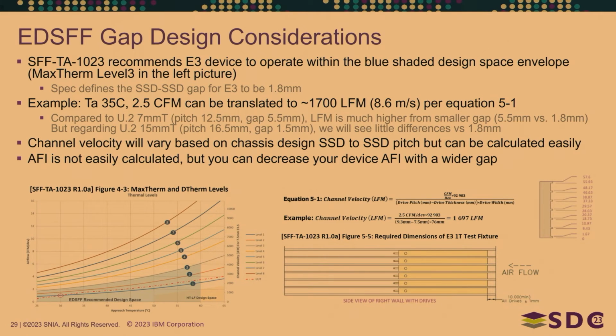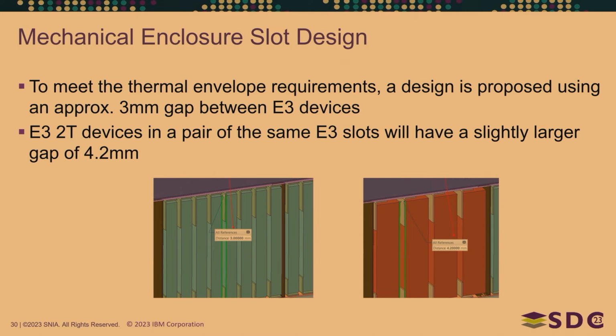Airflow impedance is not totally easily calculated, but you can definitely decrease your airflow impedance with a wider gap if you need to. So just looking at where IBM thinks things are headed, we're recommending a 3 millimeter gap between devices to get optimal cooling. And if you did that, if you plugged in a 2T device in a pair of E3 slots, you'd have a slightly larger gap of 4.2 millimeters.